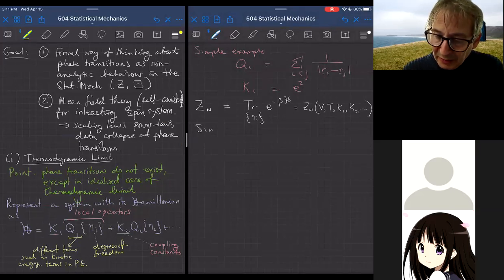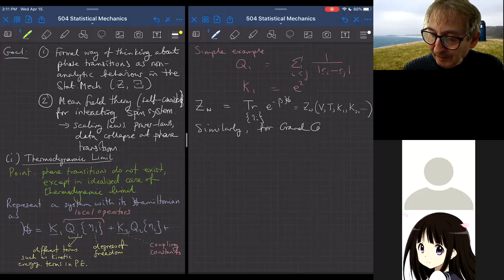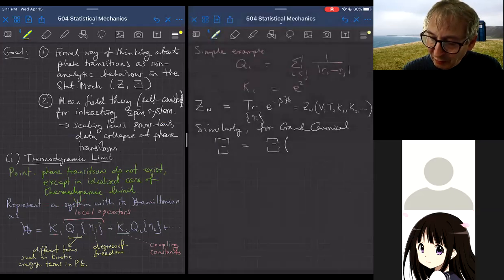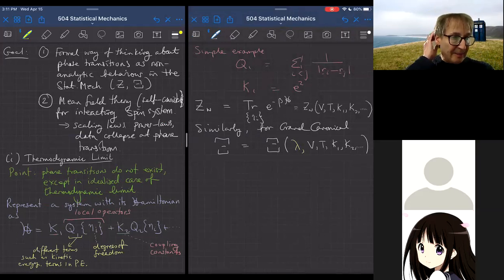So similarly, if we went to the grand canonical distribution, what we would have is that chi is some function of the same things, but where it's going to differ is it's going to depend, of course, on the fugacity. So it's going to depend upon lambda, and then the other variables, V, T, K1, K2, and so on and so forth, like that. Okay, so that's the idea.